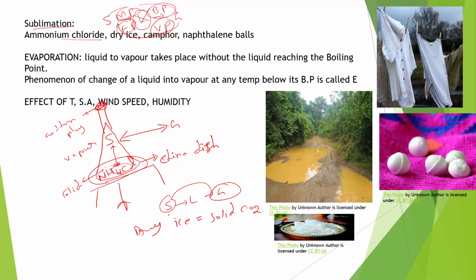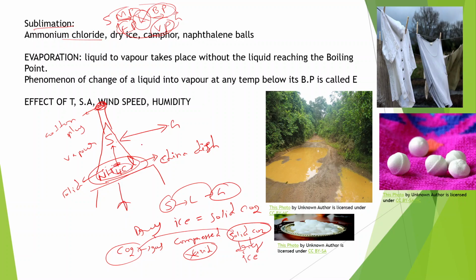What happens in solid carbon dioxide is that carbon dioxide is a gas, right? When this gas is compressed, this carbon dioxide gas will directly convert into the solid state, solid CO2, without any liquid state. That's why the liquid state is not present, and that's why this solid CO2 is in a dry form. So that's why it is called dry ice. So carbon dioxide to solid CO2, nothing but dry ice, is also an example of sublimation.